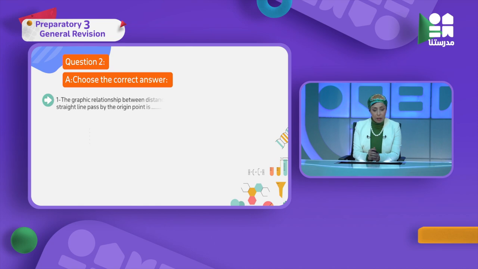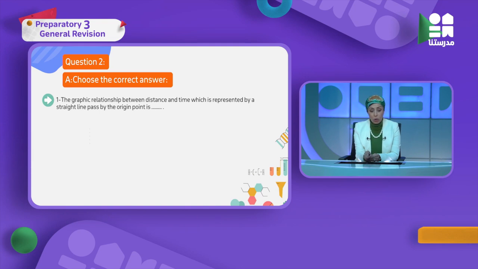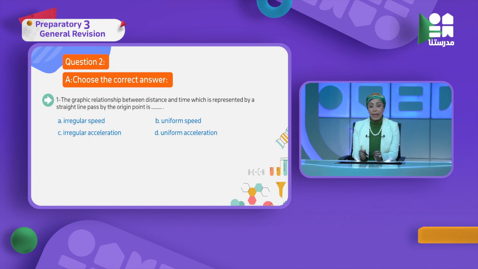Another type of question is choose, and I said before, answer it and then choose the answer. The graphic relationship between the distance and time which is represented by a straight line passing by the origin. He is telling me the graphic relation and describing it as a straight line passing by the origin. So which one? Is it irregular speed, uniform speed, irregular acceleration or uniform acceleration? Here I have to focus on distance and time, represented by a straight line passing by the origin. It's very easy. Speed, because distance and time and a straight line passing by the origin, so it's uniform speed. The answer is number B, which is uniform speed.